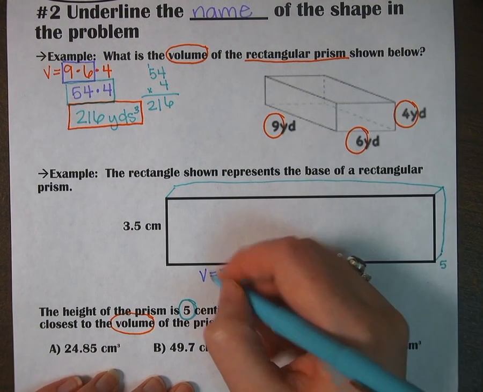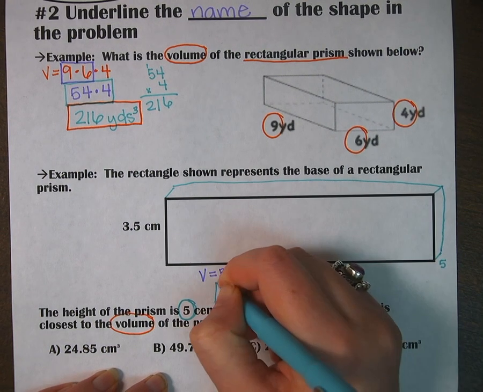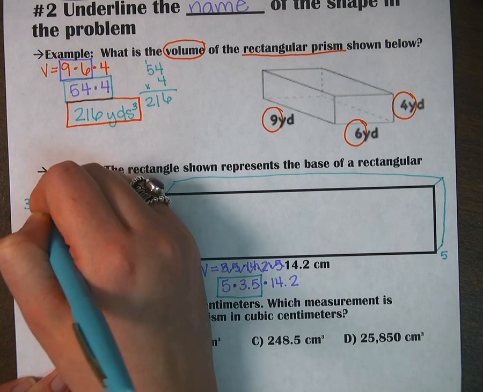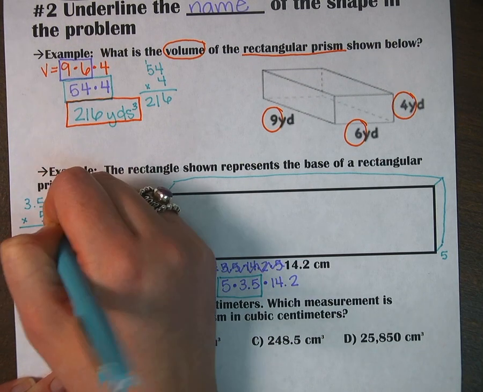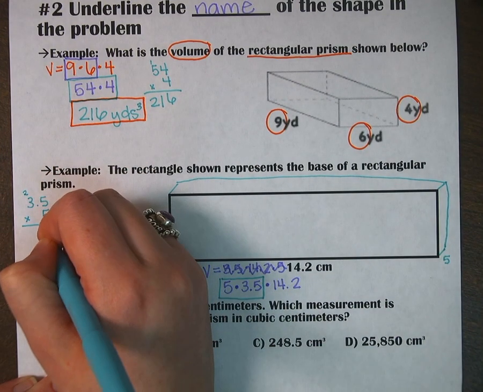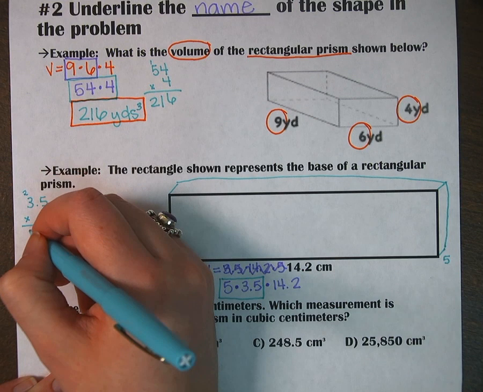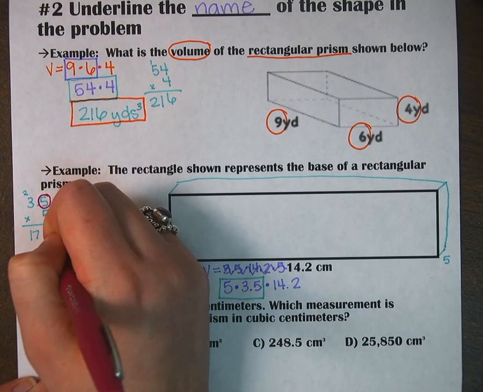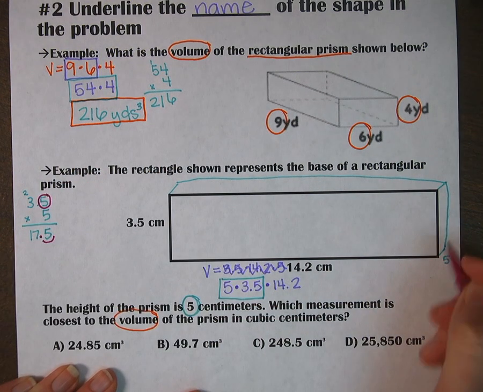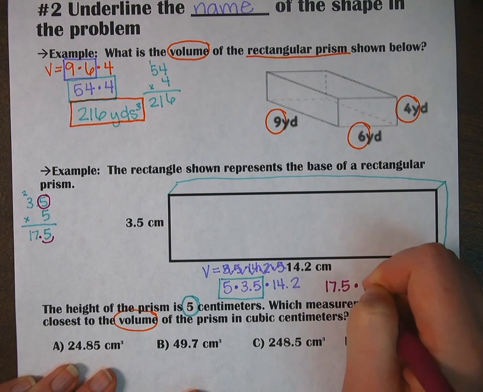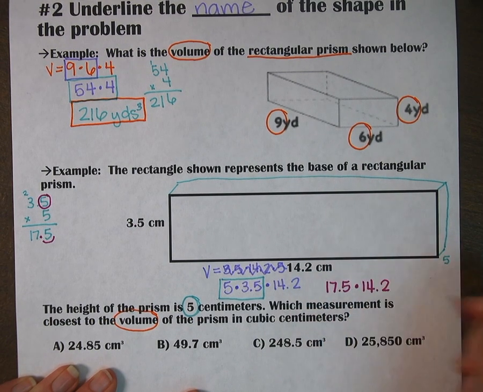So let's solve the first 2 pieces. 5 times 3.5, okay? So 3.5 needs to go on top. We do not add zeros when we multiply, okay? So 5 and 5 gives me 25. 5 and 3 is 15, plus 2 is 17, okay? And then I have one number behind the decimal, so I make one hop, so 17.5. So now I have 17.5 times 14.2. So now I need to multiply those two.